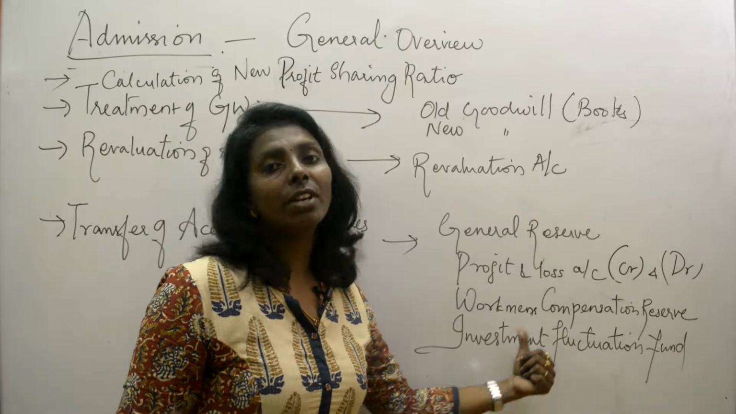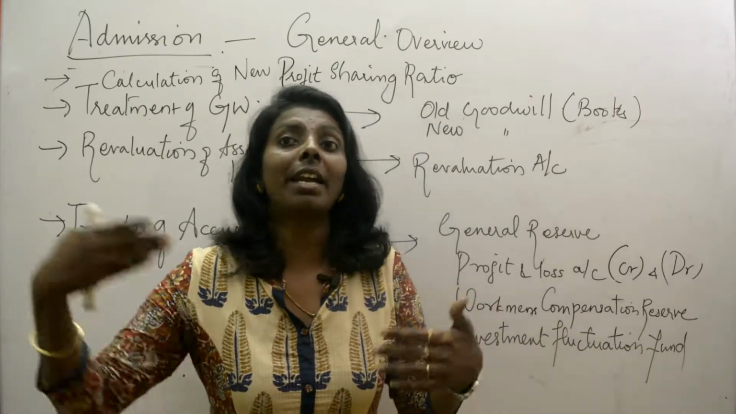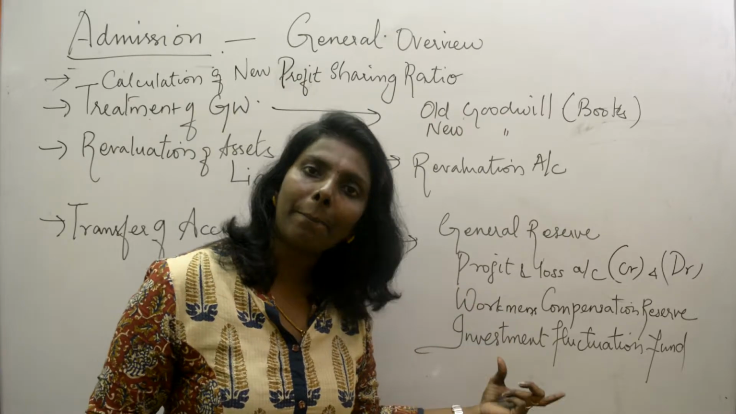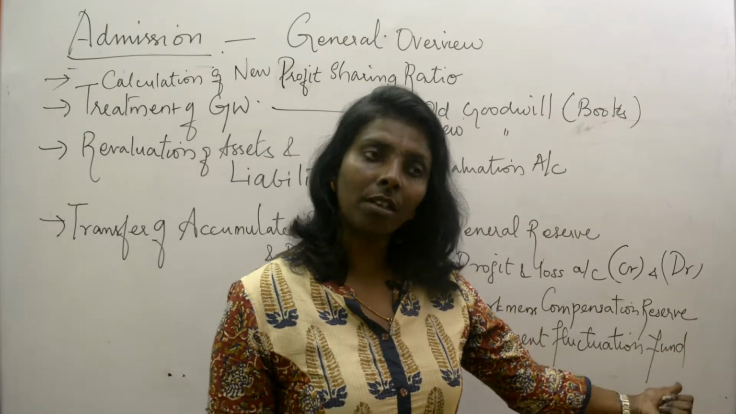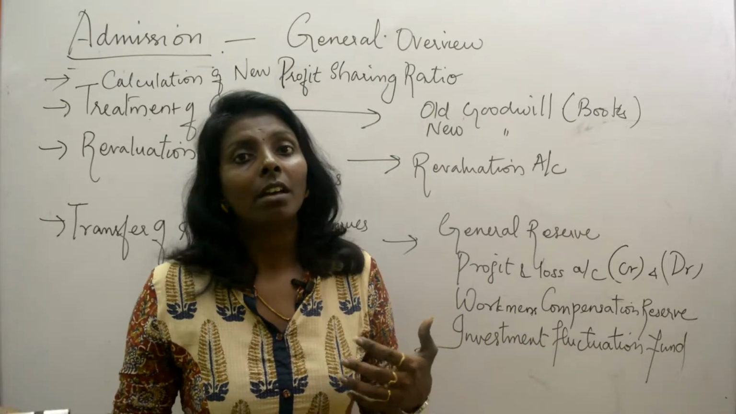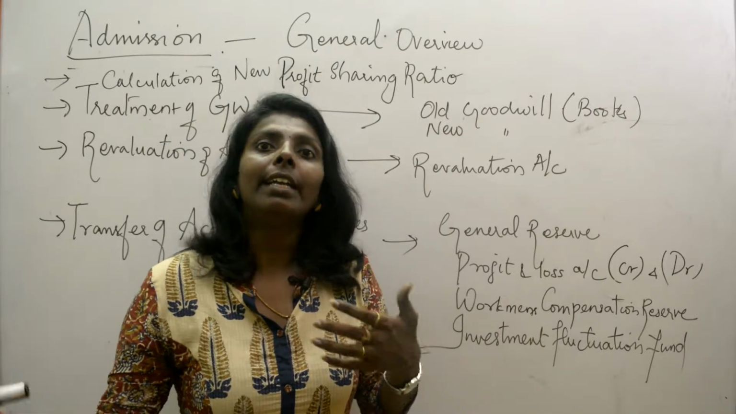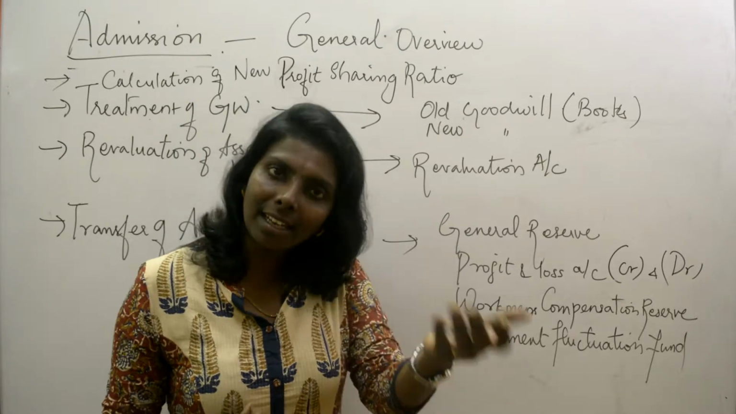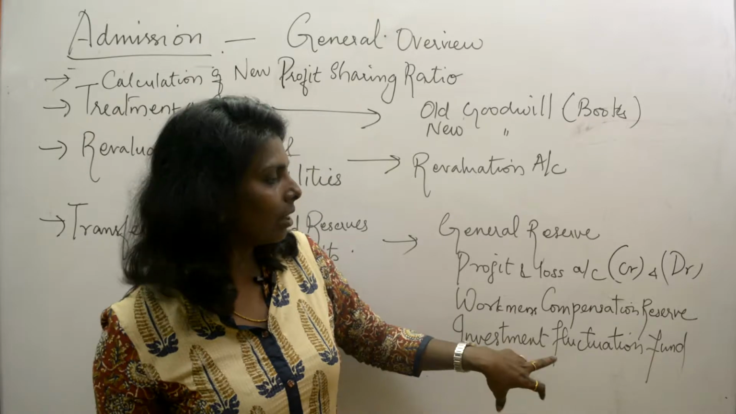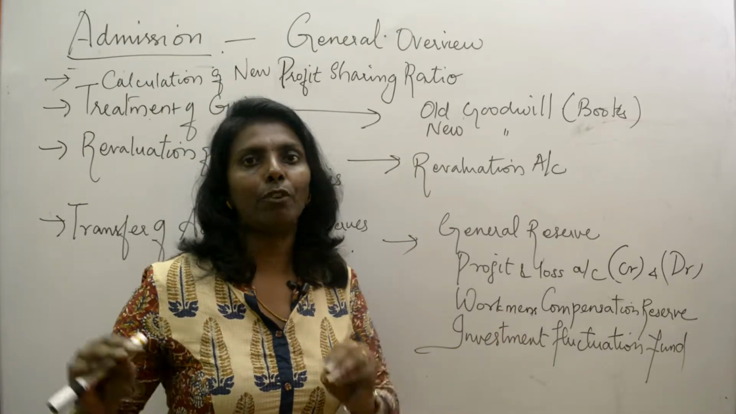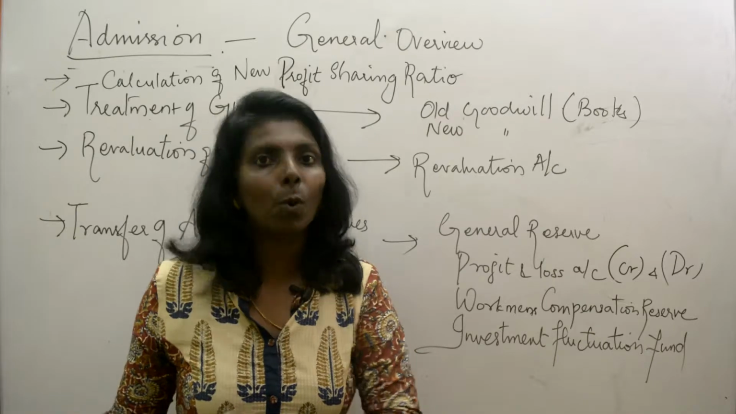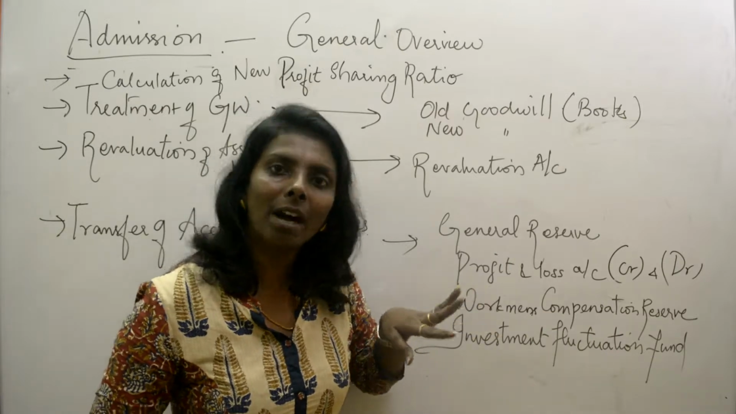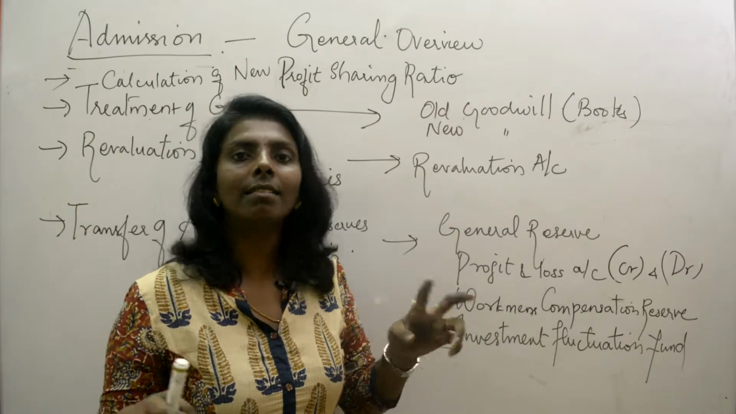The next thing is investment fluctuation fund. The firm would have made some investment so that it will get some profit or interest. So for that purpose, it will create an investment fluctuation fund. If the firm makes an investment, it may result in a profit or a loss. In case of any loss, it will be met out of the fund. In case of any profit arising out of that investment, that will be added to the fund. So these are specific funds created for a specific purpose. Any expenses will be met out of the fund. Any income will be added to the fund. There are various cases in passing entries regarding this, which we will see in the next video.